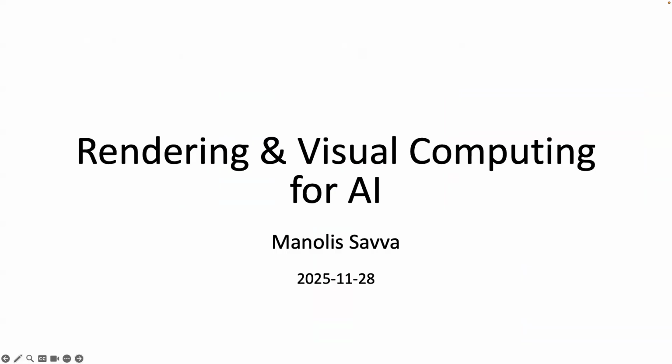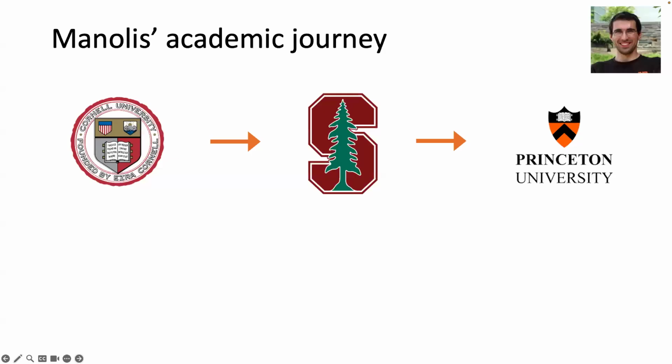Before I tell you about that though, let me say a few words about myself. My name is Manolis Savva. I am an associate professor in the School of Computing Science. This is a brief summary of my academic journey. I started as an undergrad at Cornell University, went to Stanford for my PhD, and then did a postdoc at Princeton University.